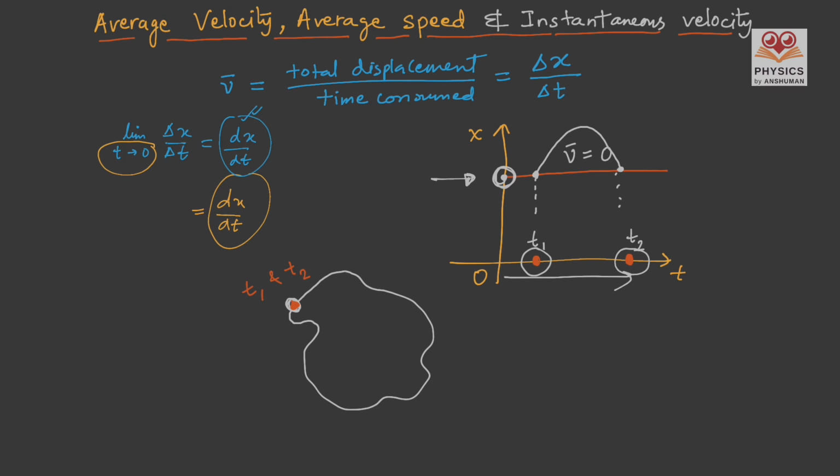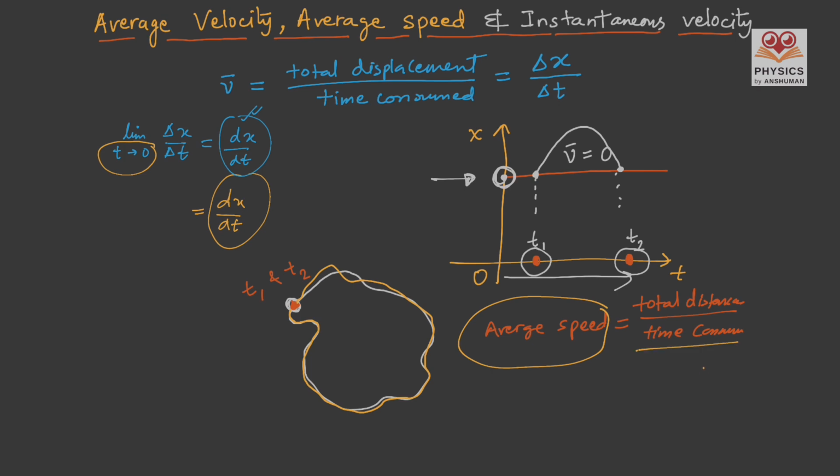The definition of average speed is total distance covered by total time consumed. So in the scenario where we got average velocity equal to 0, for the same scenario the average speed will be different, because here we have to measure the length of the path the object traveled. That is the total distance. Total distance is different from total displacement. So that has to be divided by the time consumed.